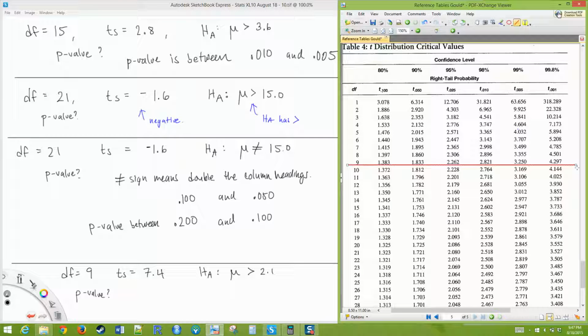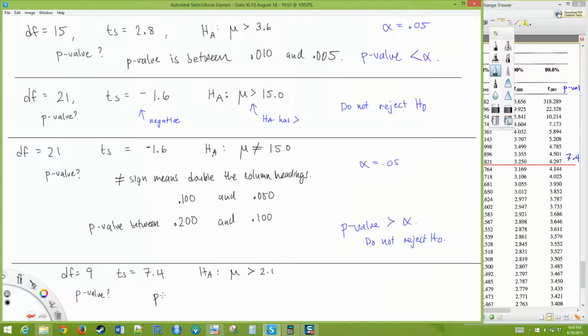So I'm going to go to 9 degrees of freedom, and I look in this row, and I see where 7.4 fits. 7.4 is larger than the last number here, larger than 4.297. So my p-value is going to be more or less than 0.001? Less than, because I'm going further away from 0. I don't need to double it because I've got a greater than sign here. So my p-value is less than 0.001. If alpha is 0.05, what do we do? Is my p-value bigger or smaller than alpha? The p-value is smaller than alpha, so we reject the null hypothesis.